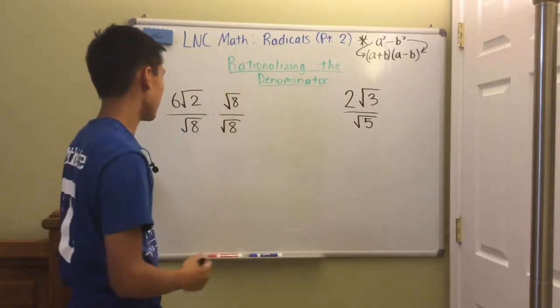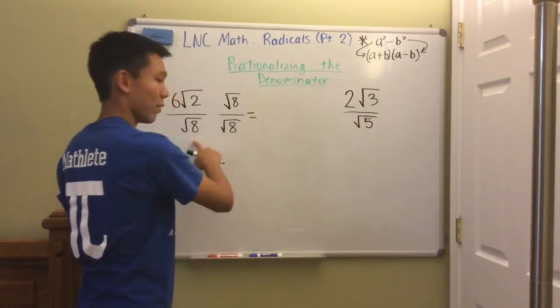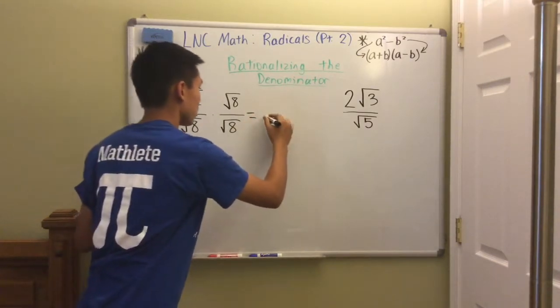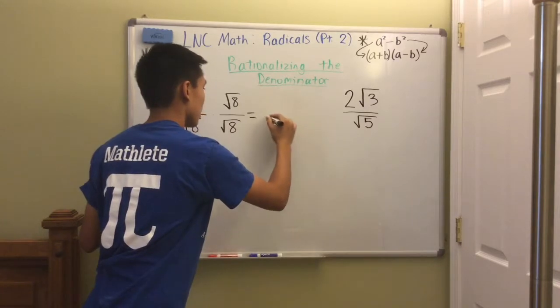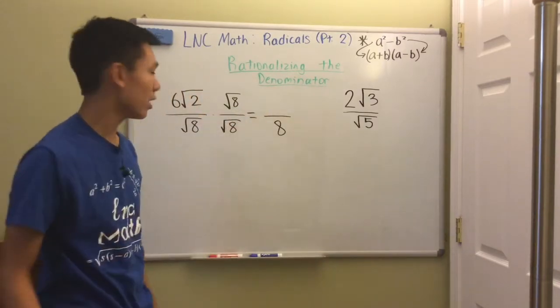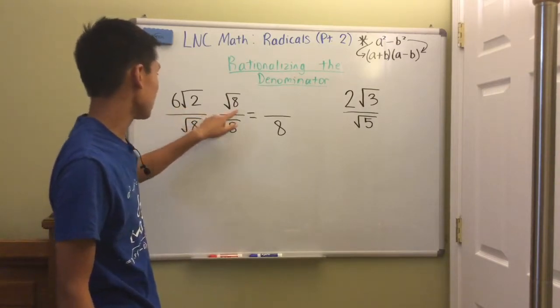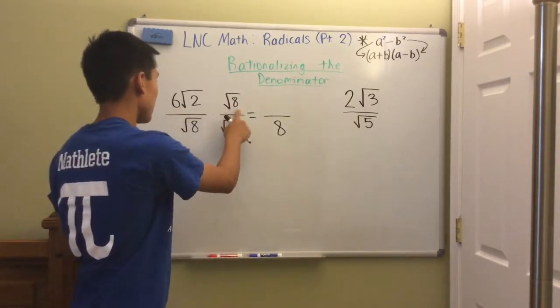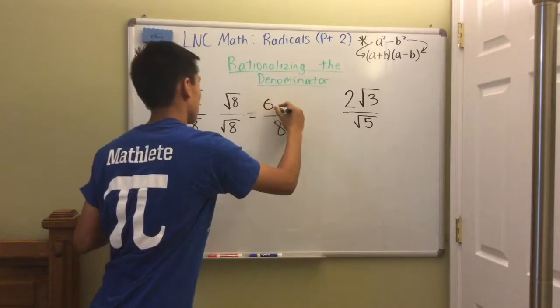And we can simplify this. Square root of 8 times square root of 8 would be equal to 8. And then 6 root 2 times square root of 8. We have to multiply what's inside the radicals, so 2 times 8 is 16. So we're left with 6 root 16.